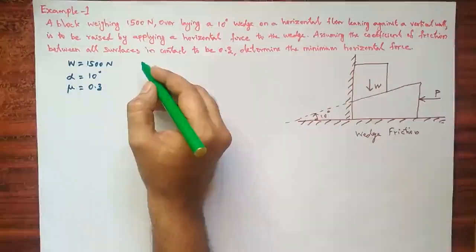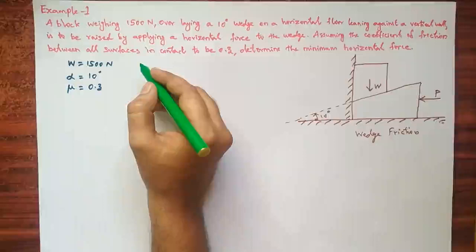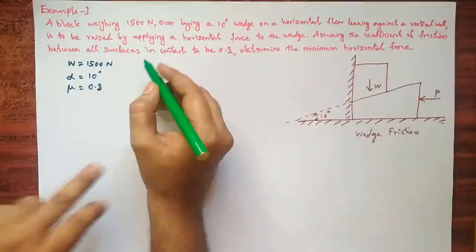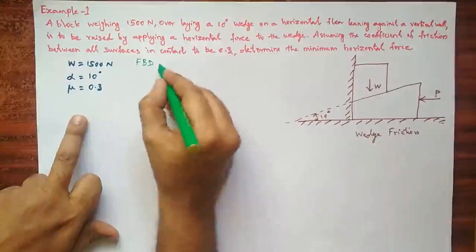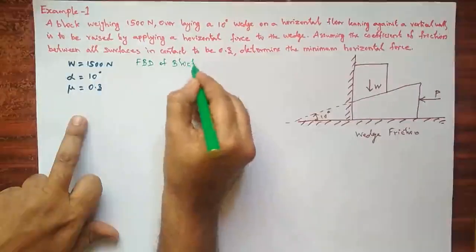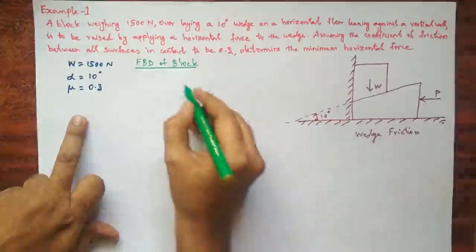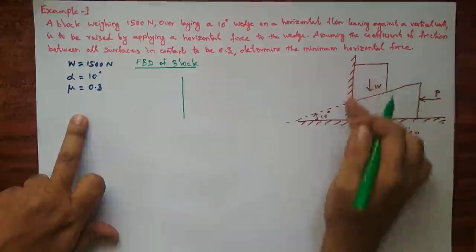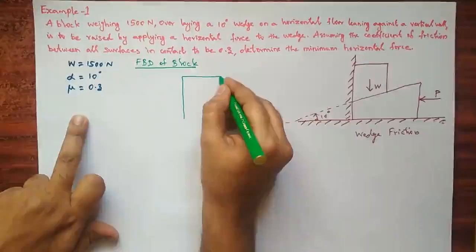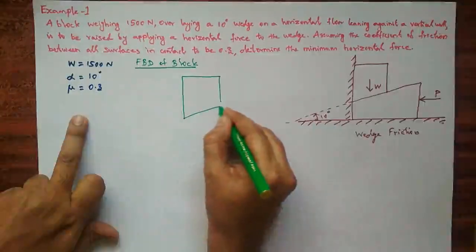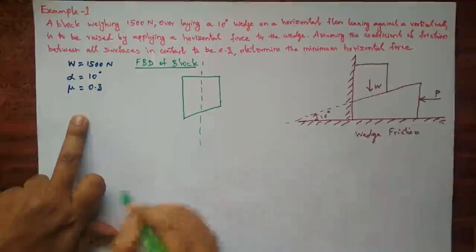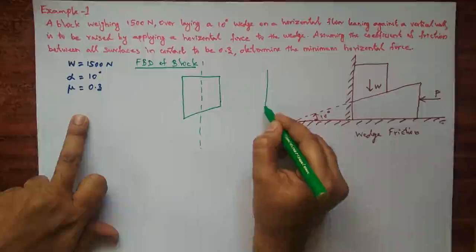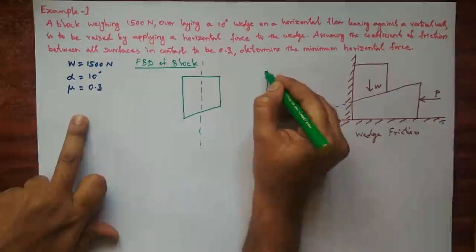First I am going to solve the block, that is the wedge. Free body diagram of the block. So let us draw this object. Here this is the vertical axis, this is the reference axis, this is the x axis and this is the y axis.